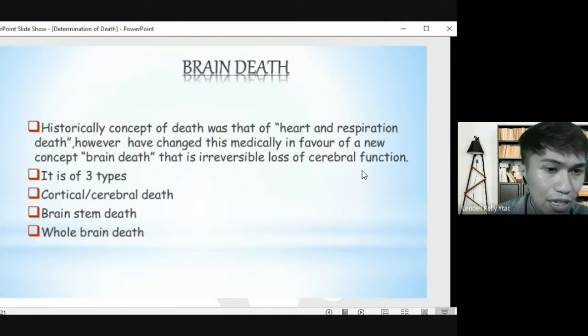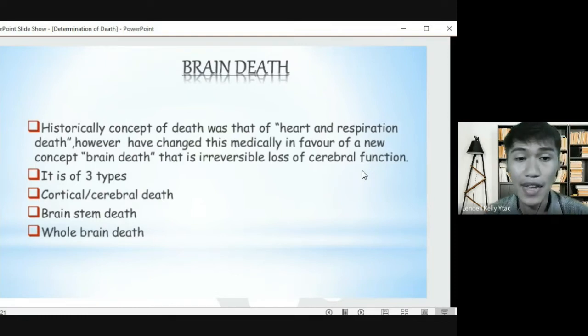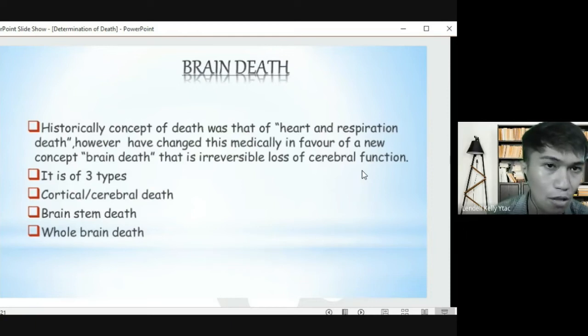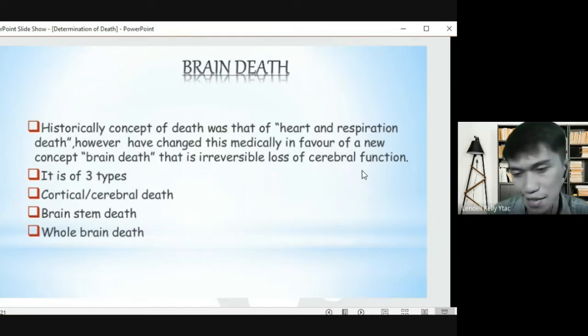Now, historically, the concept of death was that of heart and respiration cessation. So it means, when we say a person has died, historically, we could say the person is dead if there's no heartbeat and there's no respiration. After that, we could conclude that this person is dead, because they are no longer breathing and have no heartbeat.